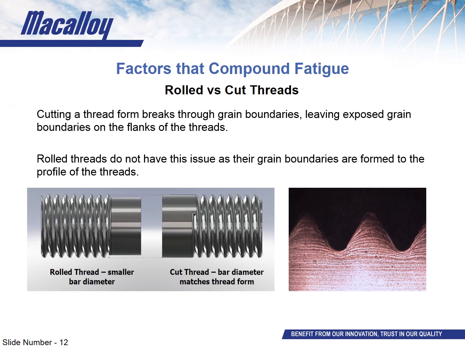This is the method that we actually use at Macalloy, and as well as the weight and cost savings of using less starting material, the grain boundaries are not left exposed on the flanks of the thread as they are with the cut thread. You can see this from the image in the bottom right hand corner there, where these grains of the steel have been deformed and rounded as the thread has been rolled on. This means it's more difficult for a crack to initiate.